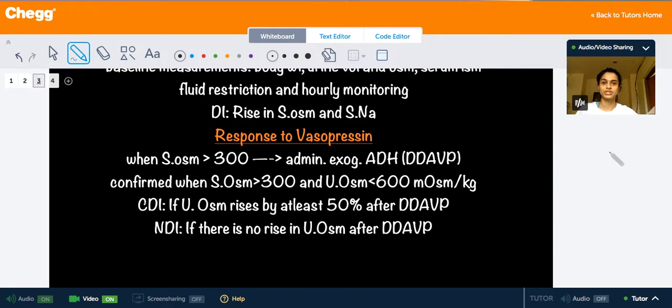So in these patients, now that this ADH is acting from the outside, they're going to try to conserve water in urine all of a sudden. And that's why their urine osmolarity is going to rise and the urine is going to become more concentrated.